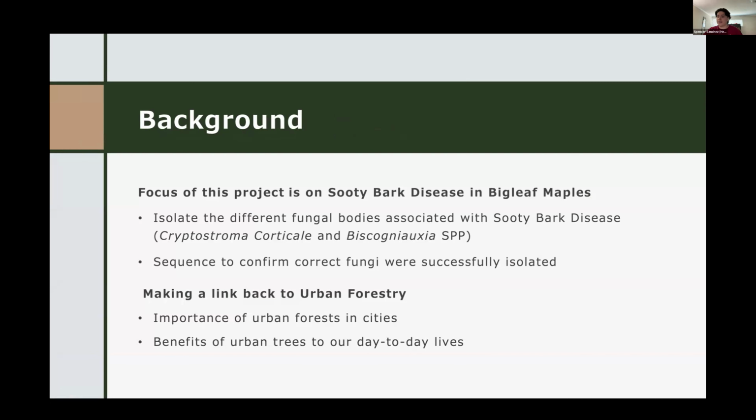But basically, the idea was to isolate the different fungal bodies associated with sooty bark disease and sequence those isolates in order to confirm that the fungi were successfully replicated in a lab setting, and hopefully use that data to be able to delve deeper into what is causing this disease, or even to be able to monitor the systems as the disease progresses, while also being able to make a link back to urban forestry and focus on the importance of urban trees as well as the benefits of them to our day-to-day lives.